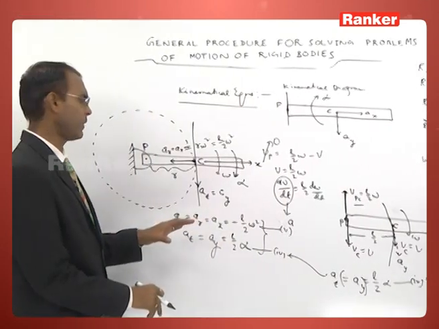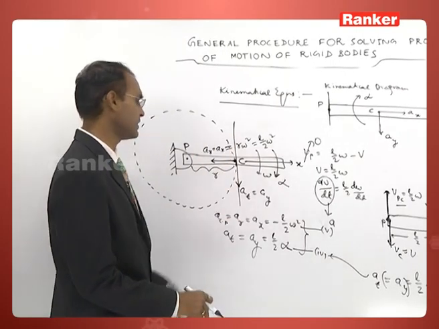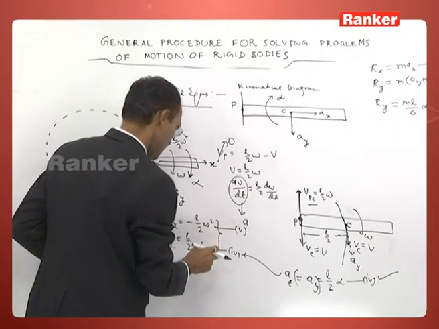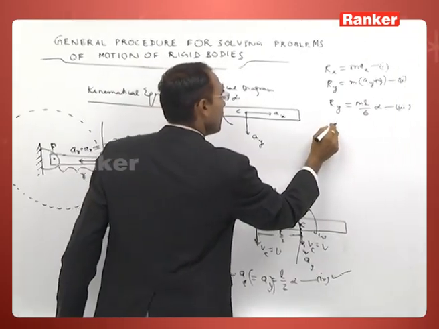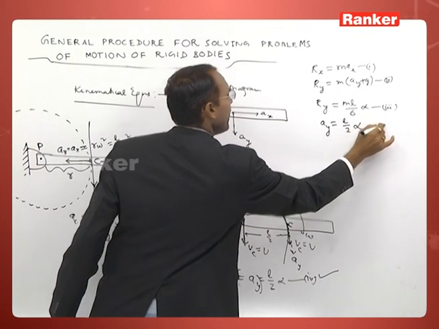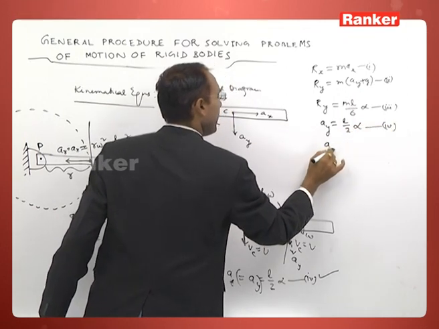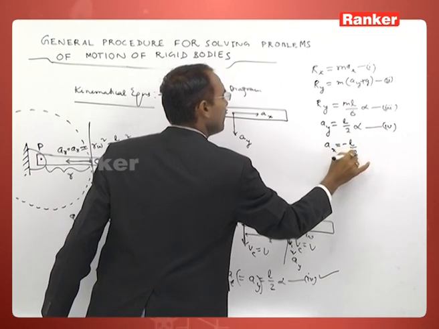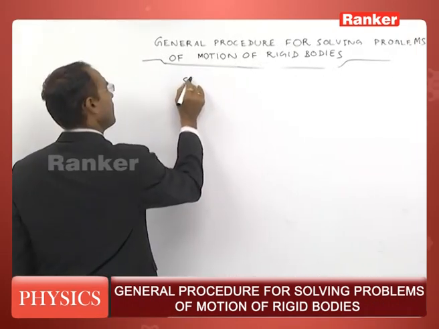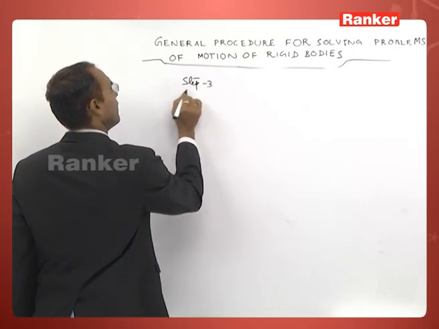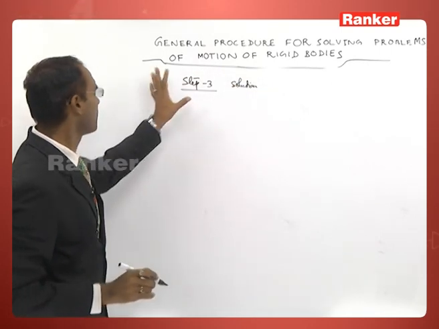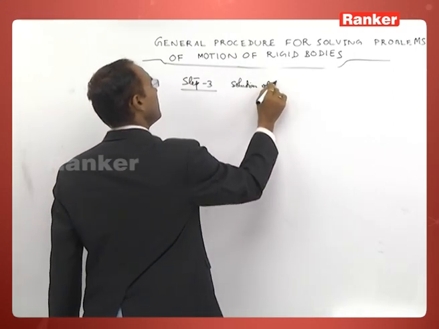Now, the final step is to solve for the unknown quantities. Let us document all this. Here we have 2 equations. Ay is equal to L by 2 into alpha, equation number 4, and x is equal to minus L by 2 into omega square, equation number 5. In the final step, number 3, solution of the equations.